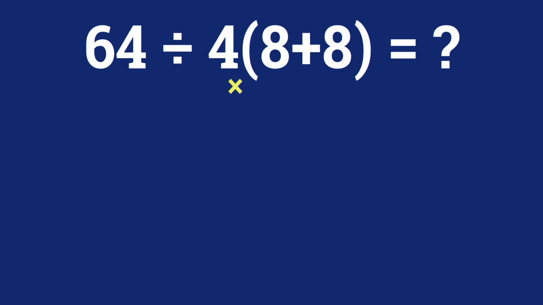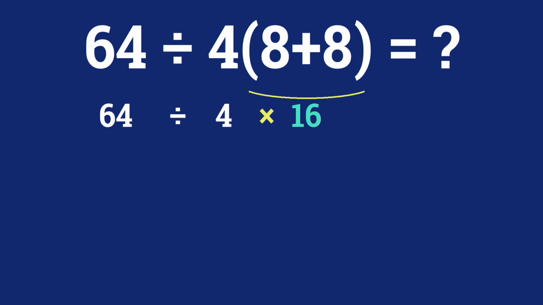So according to PEMDAS, first we have to do this parentheses, then this division, and finally this multiplication. If we do this multiplication before this division, it's wrong. So first this parentheses. Inside this parentheses we have 8 plus 8, which equals 16. So 64 divided by 4 times 16.